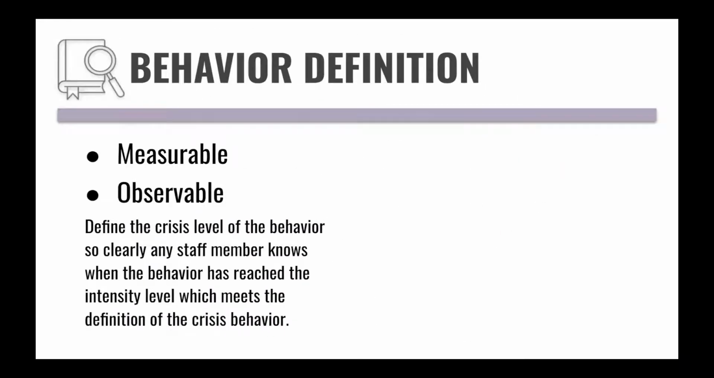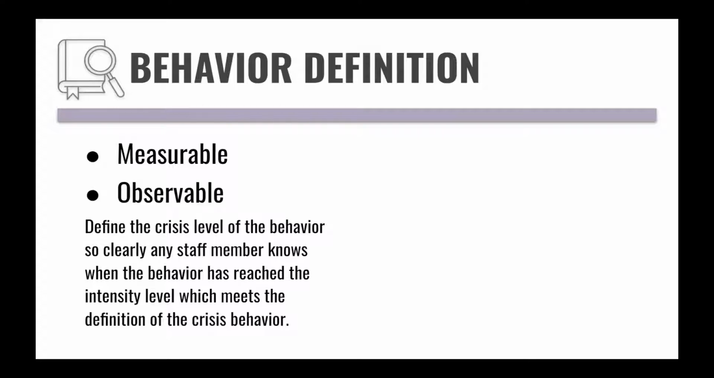Behavior definition should be written using measurable and observable terms. The definition should include only what is seen or heard. Think about action words you would use when describing what the student is doing. The crisis level of the behavior should be so clearly defined, all staff members know when the behavior has reached the intensity level that equates a crisis has begun.